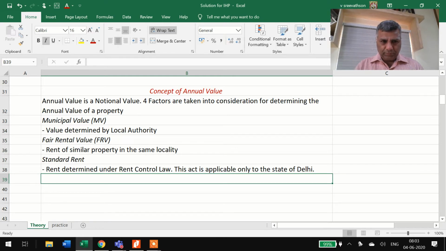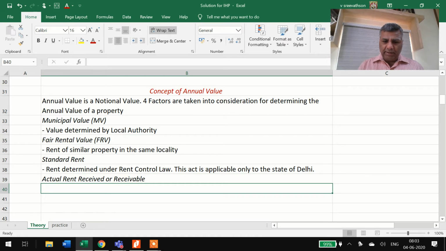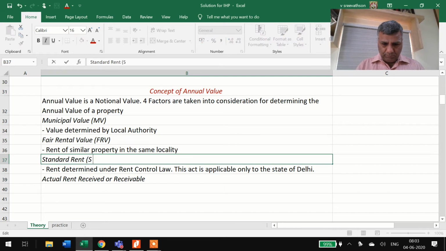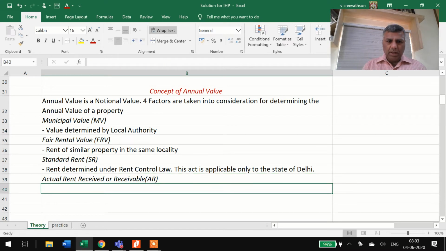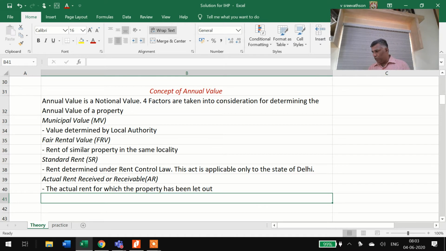Actual rent received or receivable. It is the actual rent for which the property has been let out.